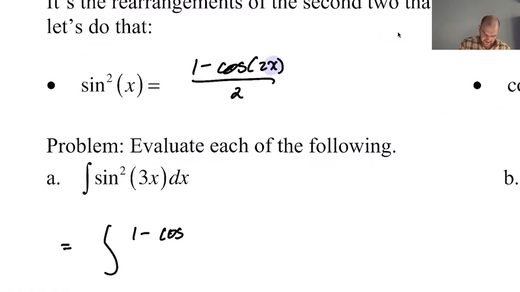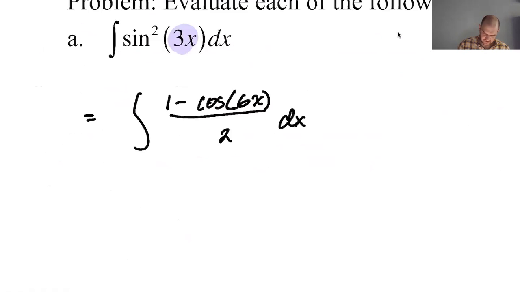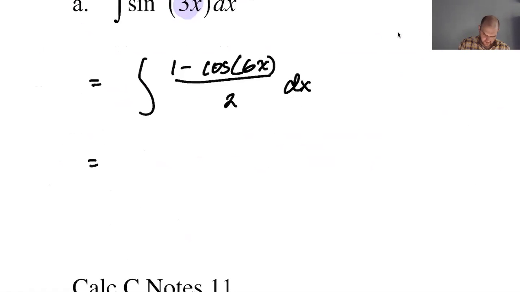The important thing here is that this is x and it's 2 times x, right? So I need to do 2 times this thing. So that's going to become 6x. 2 times 3x is 6x over 2 dx. And then we just integrate this. So you can break it up, or you could do this, 1 minus.